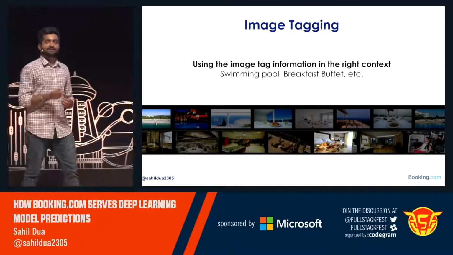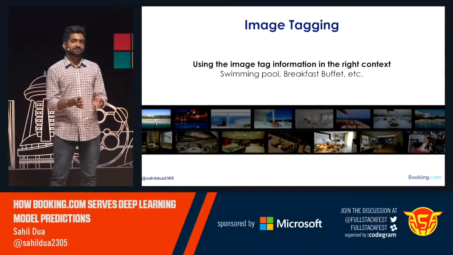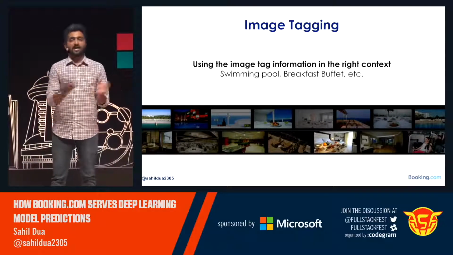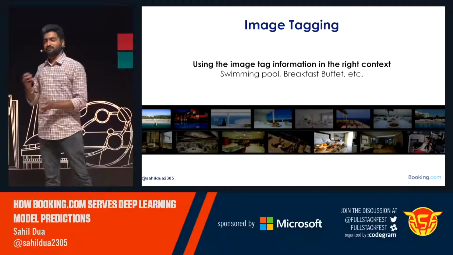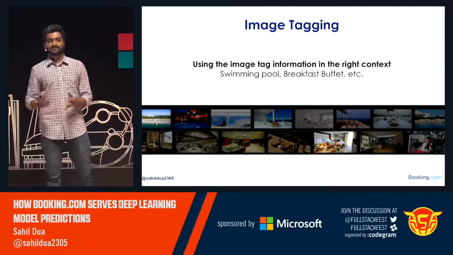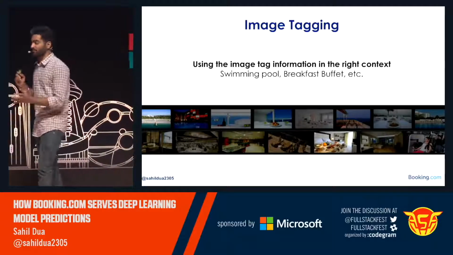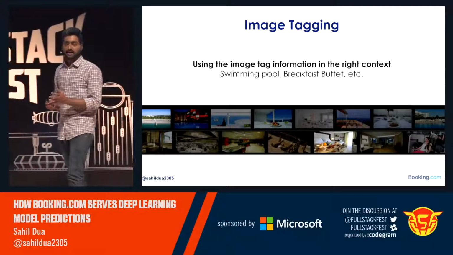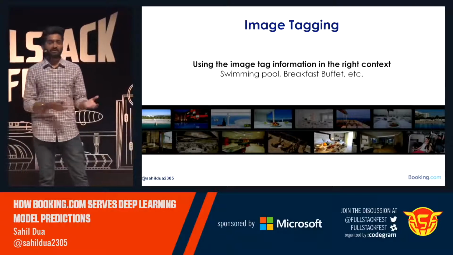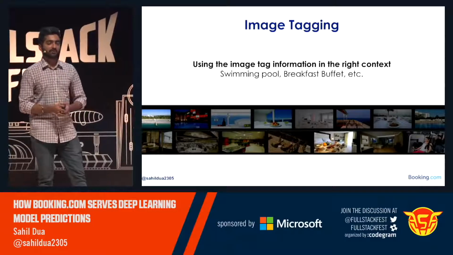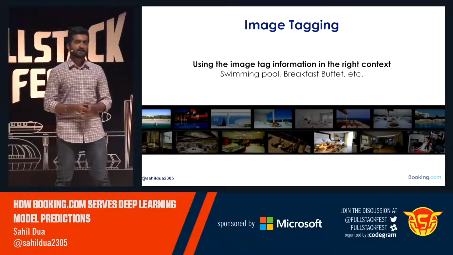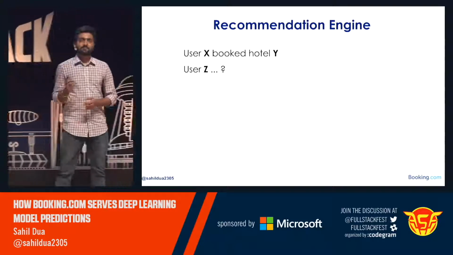So once we know what's there in an image, we can use this information to help the customer decide what they want. We can help them in deciding what kind of property, what kind of hotel or apartment they want to book if we have this information about all the images that we have for a particular hotel. Let's talk about another problem.